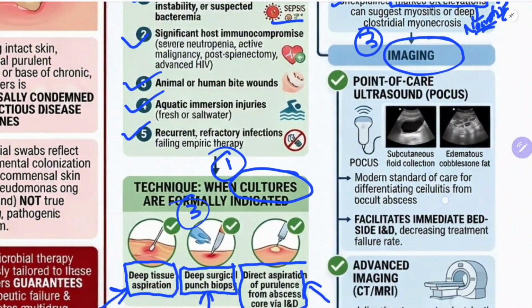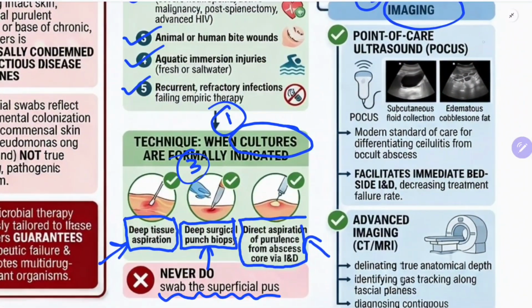Then imaging. So imaging involves one, POCUS, point of care ultrasound, and second one is CT. Where POCUS is done, in subcutaneous fluid collection or edematous cobblestone fat appearance, you will have these two findings. Either you can have subcutaneous fluid collection or you can have edematous cobblestone fat, meaning panniculitis, inflammation of the fat. So this is the modern standard of care for differentiating cellulitis from acute abscess.